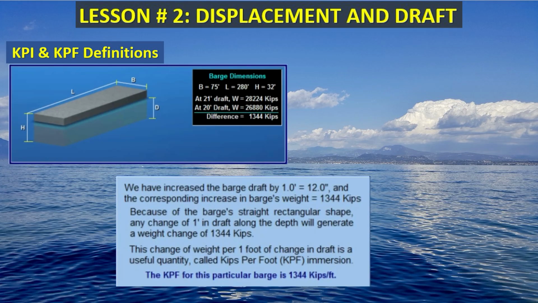We have increased the barge draft by 1 foot, and the corresponding increase in the barge's weight is 1,344 kips. Because of the barge's straight rectangular shape, any change of 1 foot in draft along the depth will generate a weight change of 1,344 kips. This change of weight per 1 foot of change in draft is a useful quantity called kips per foot, KPF immersion. Thus, the KPF for this particular barge is 1,344 kips per foot.